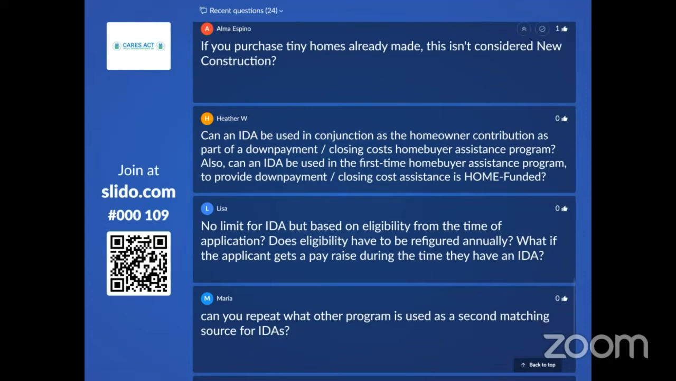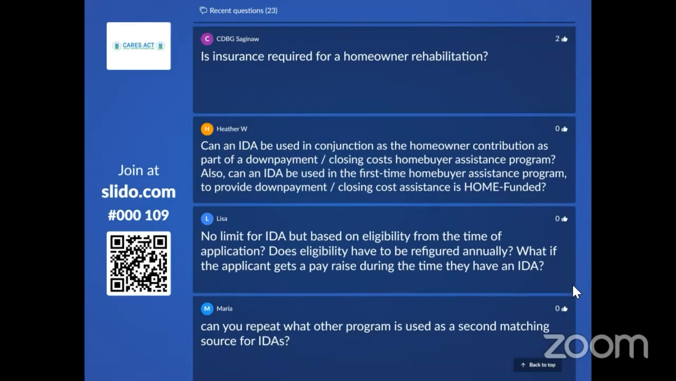The house has to be on the open market. And then you can use CDBG funds for that.